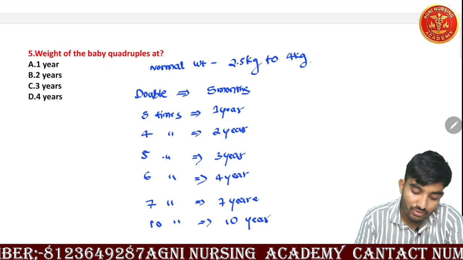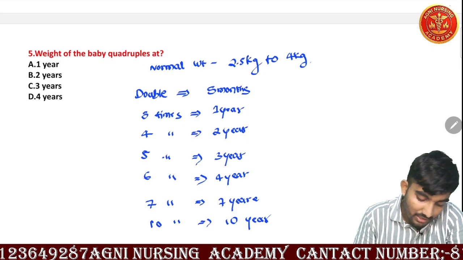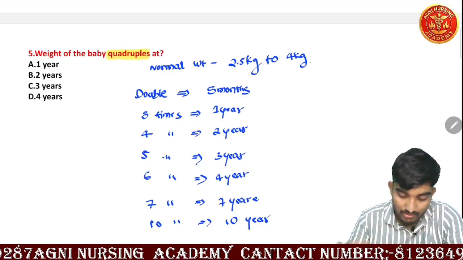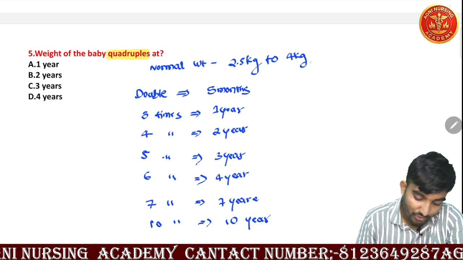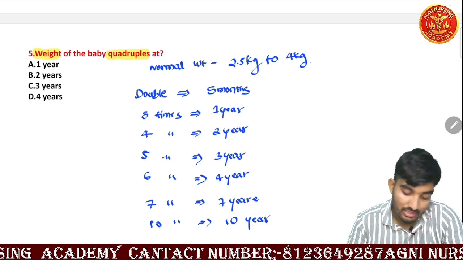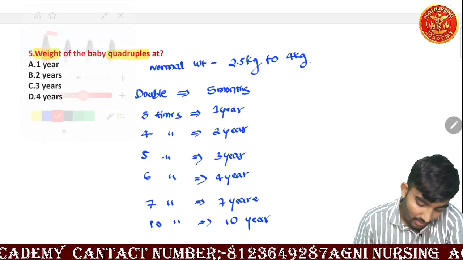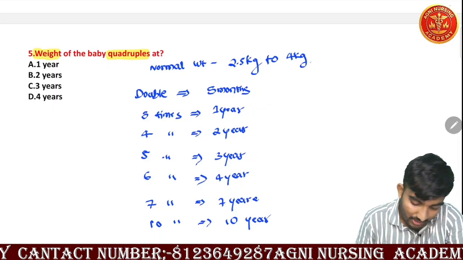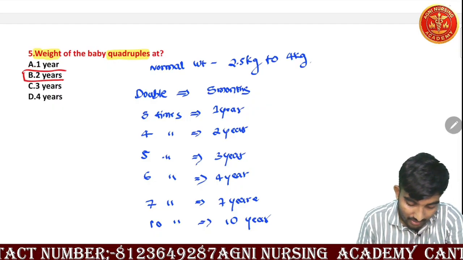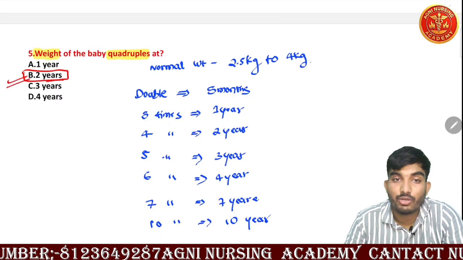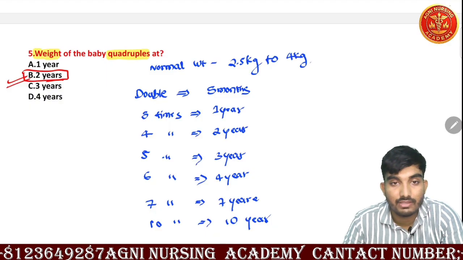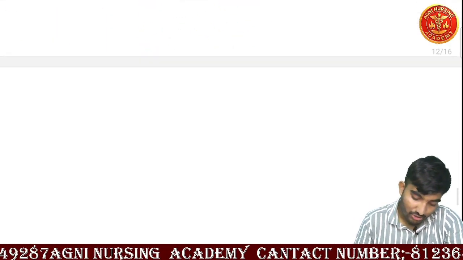We'll see the answer for our question. The question asked at which age the weight becomes 4 times. The answer for our question is option B. Option B is the correct answer for this question, that is 2 years. We'll see the next question.